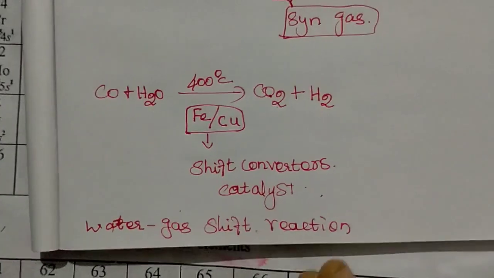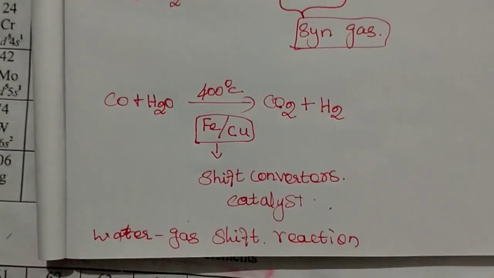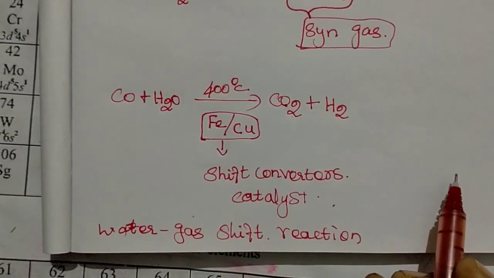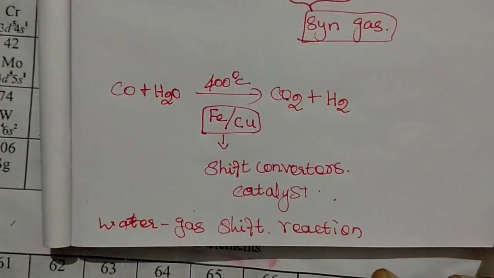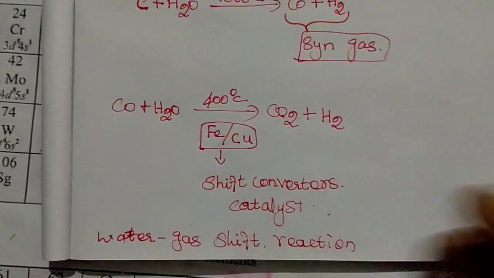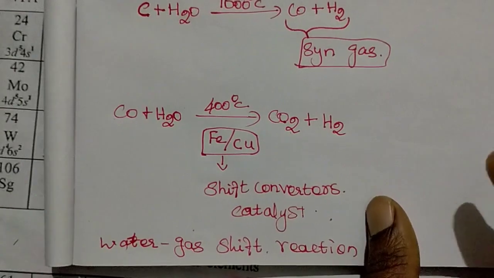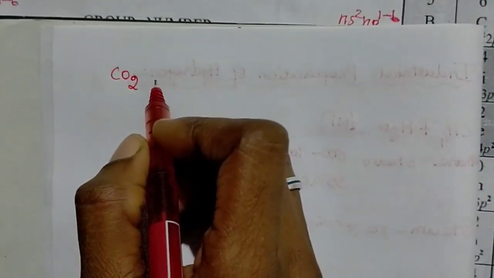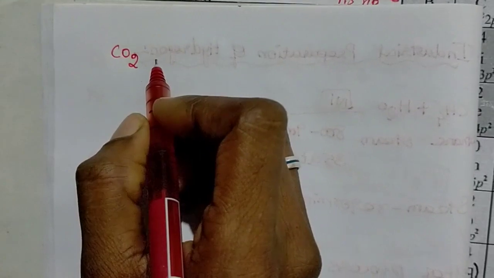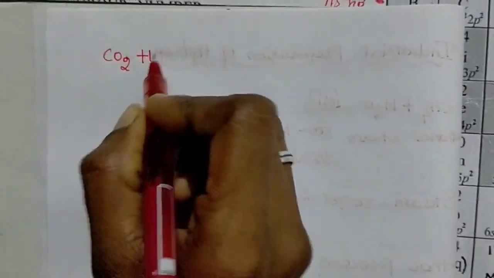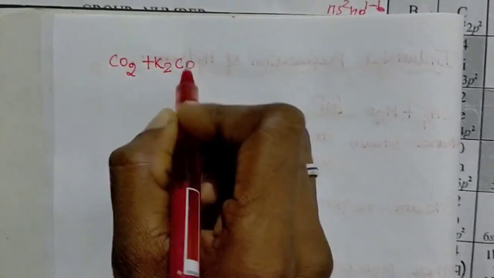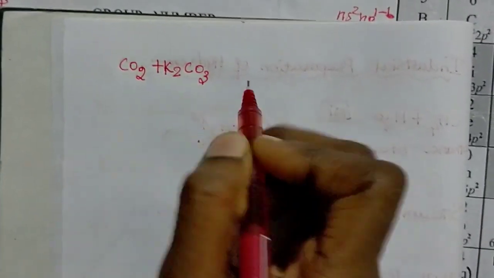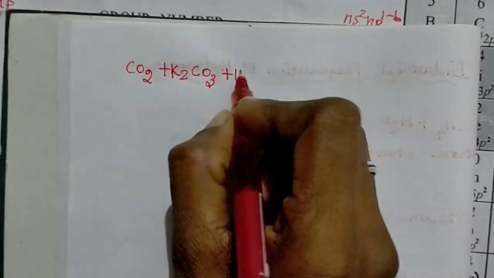The carbon dioxide formed from this water gas shift reaction is absorbed in a solution of potassium carbonate. So the reaction of absorbing carbon dioxide by the solution of potassium carbonate is given. Carbon dioxide is absorbed by a solution of potassium carbonate, K2CO3, and water.